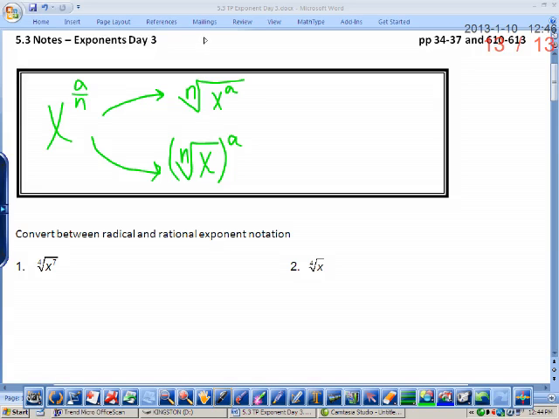Okay, so if n was 2, how would that affect these three? Well, let's see some examples and see if that'll answer your question, okay?